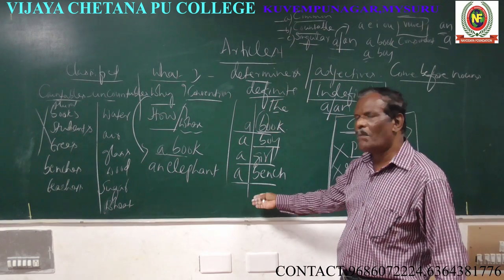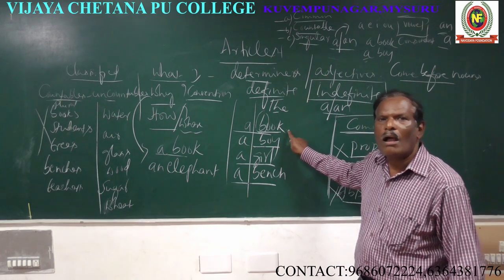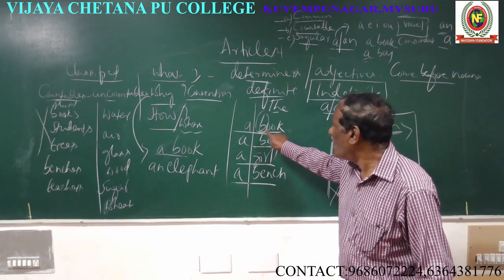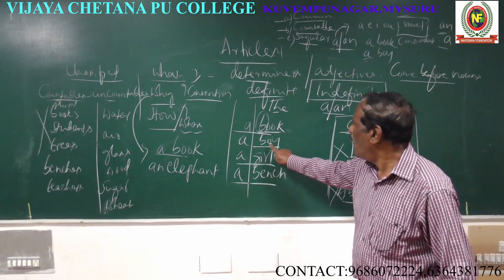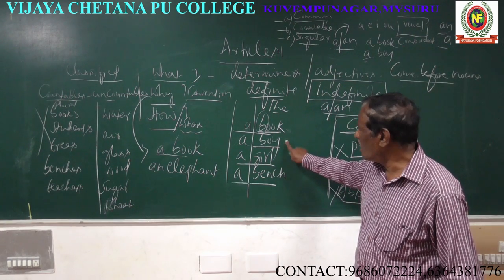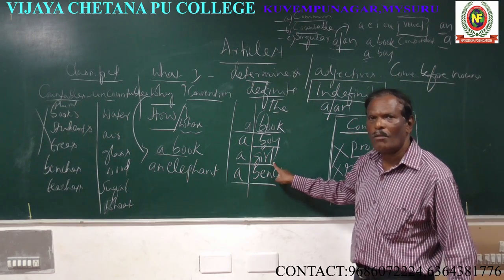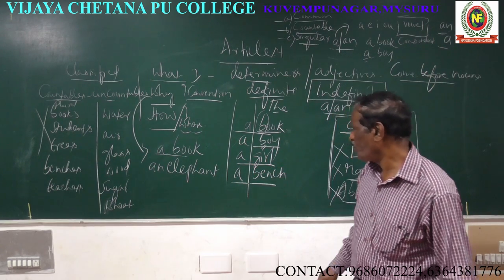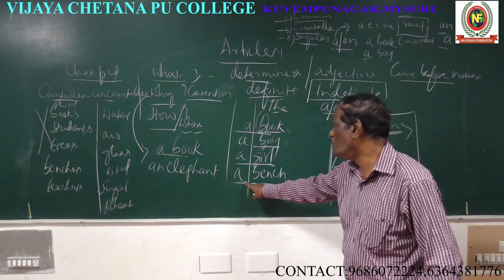Similarly, you see, the examples I have written here. See? A book. This is common noun, countable noun, singular noun. That's why, and it begins with a consonant sound. That's why a book is. Again, boy, countable, common noun, singular, begins with a consonant sound, so a is used. Again, girl, common noun, countable, singular, so a is used. Bench, again, common noun, countable, singular, so a is used.